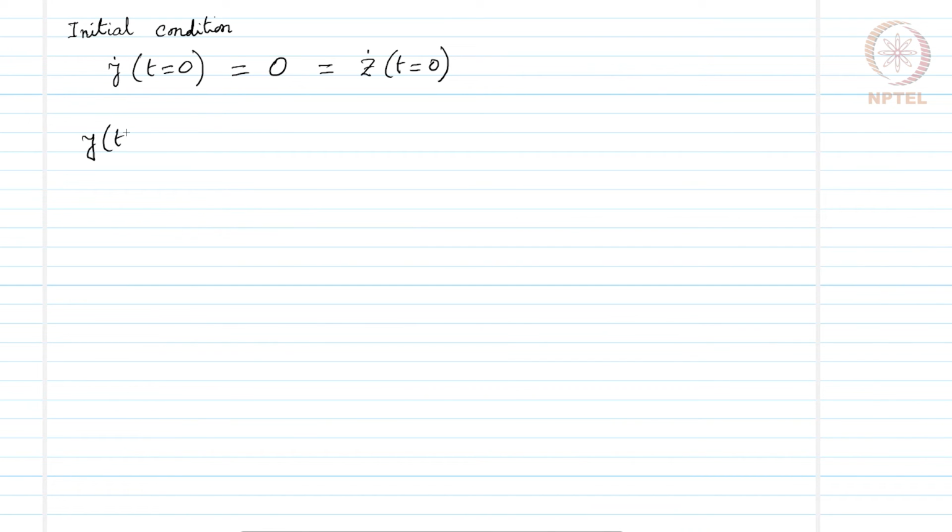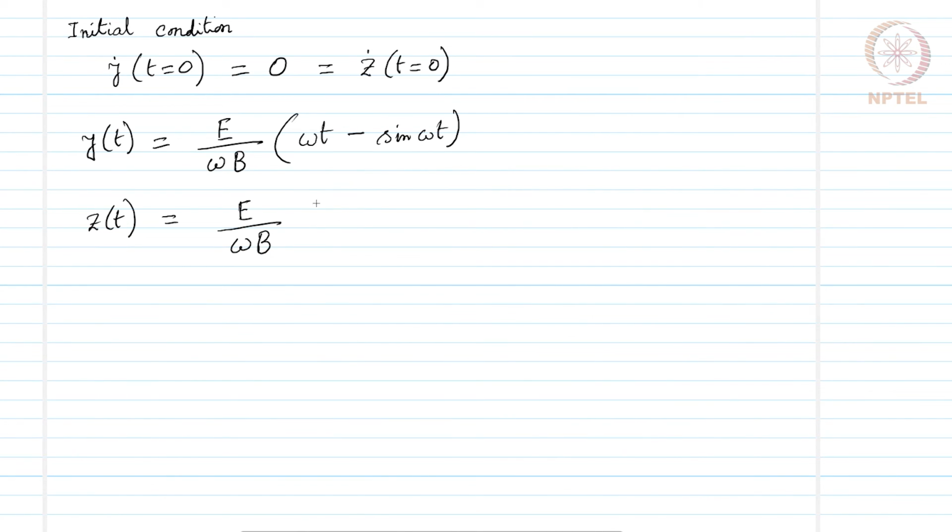Now, if we apply this initial condition on the general solutions for the differential equations, we will find the specific solution to this problem: y(t) equals E over omega B times (omega t minus sine omega t), and z(t) would be given as E over omega B times (1 minus cosine of omega t).